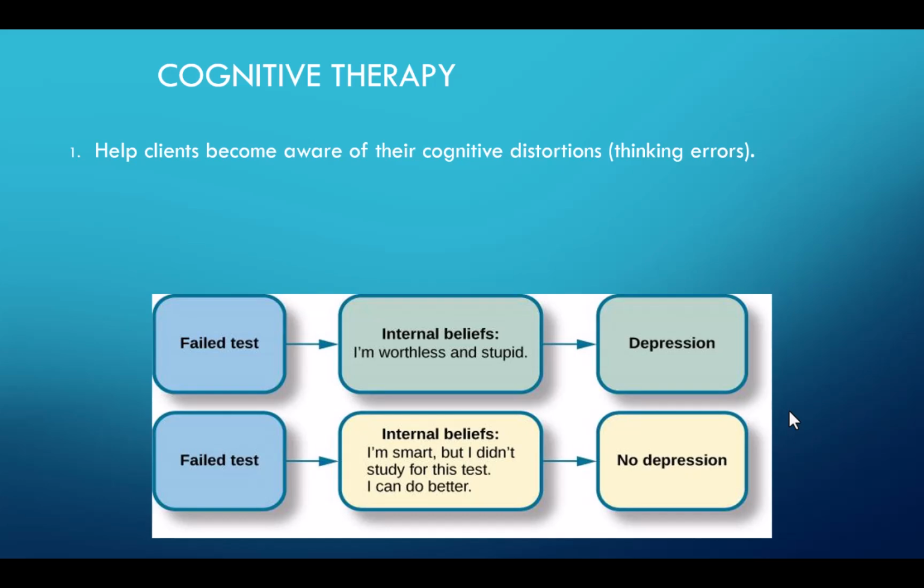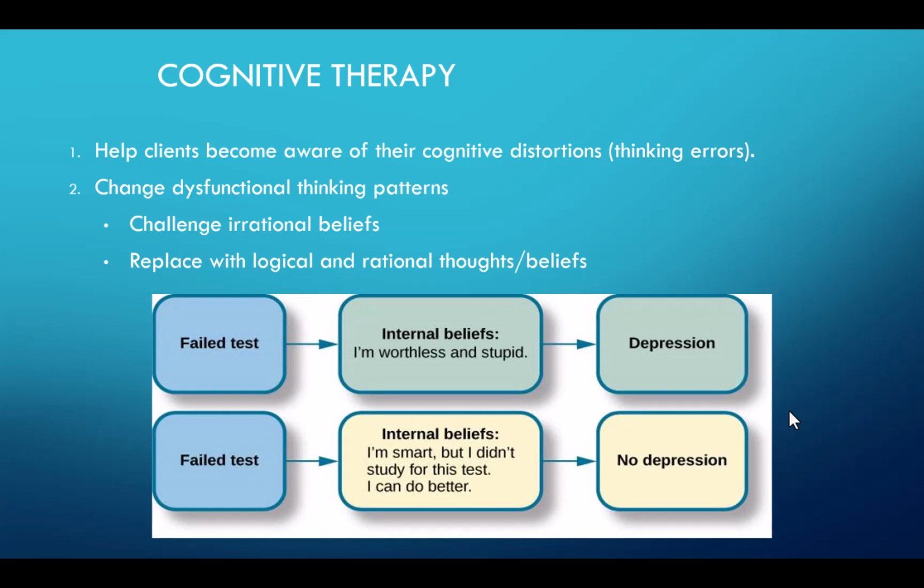Jumping to conclusions, so assuming that people are thinking negatively about you or reacting negatively to you without any evidence. Once the client is aware of their cognitive distortions, then we want to change that dysfunctional thinking pattern by challenging irrational beliefs, focusing on the illogical basis of them, and correcting them with more logical and rational thoughts and beliefs.